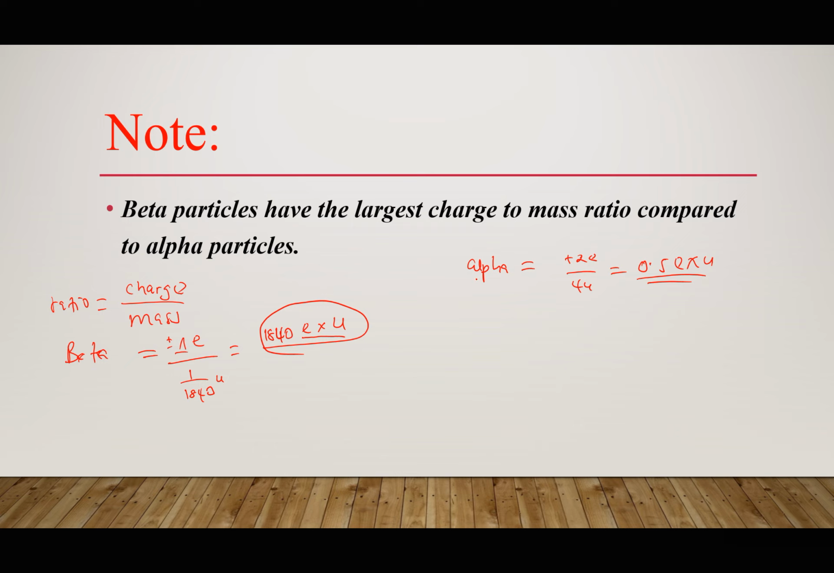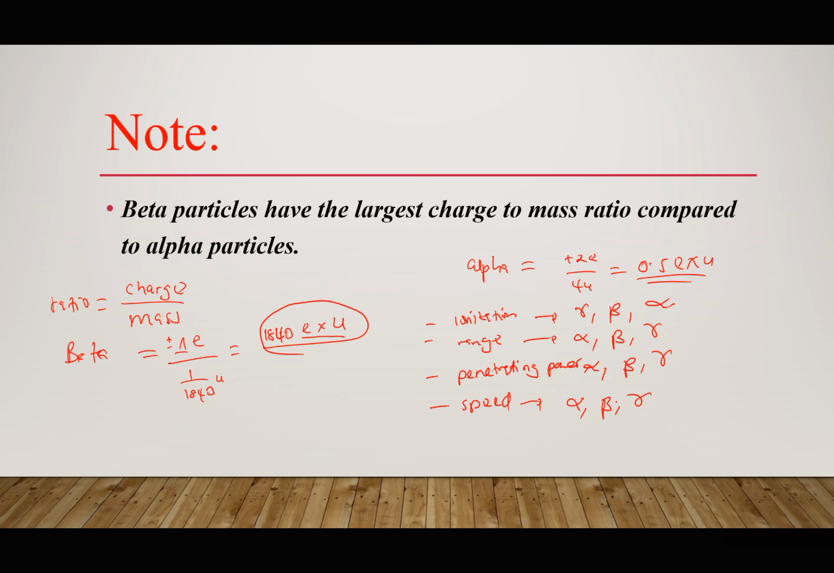Let's try to arrange these in terms of ionization, in terms of range in air, in terms of penetrating power, in terms of speed. I can arrange them in ascending order. Ionization is going to be gamma, followed by beta, followed by alpha. Range in air: shortest range is alpha, followed by beta, followed by gamma. Penetrating power: smallest is alpha, followed by beta, followed by gamma. Speed: the smallest is alpha, followed by beta, followed by gamma. That is how we can arrange them in ascending order in terms of ionization, range, speed, penetrating power, etc.